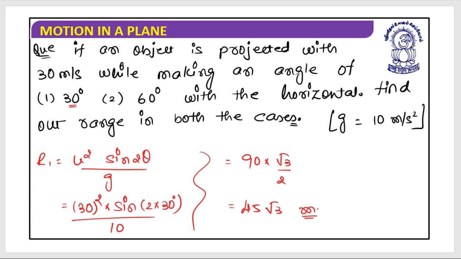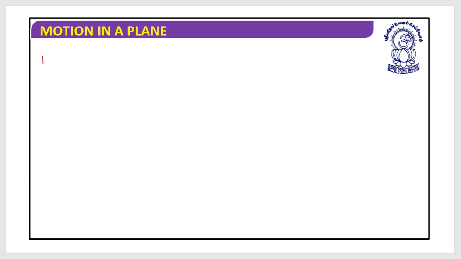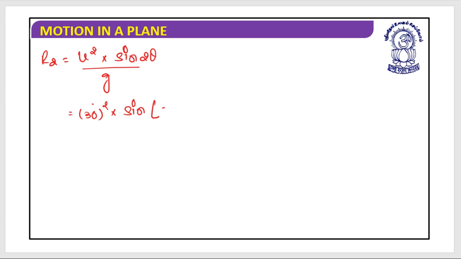Is it clear? Is it clear? It's R1, u square sine 2 theta by g. Now let's find out R2. R2 is equal to u square sine 2 theta divided by g. Yes, if I put the value of u square, it is 30 square multiplied by sine of 2 into 60 divided by 10. So this is 900 by 10, it's 90.